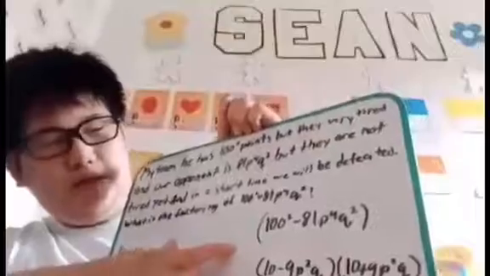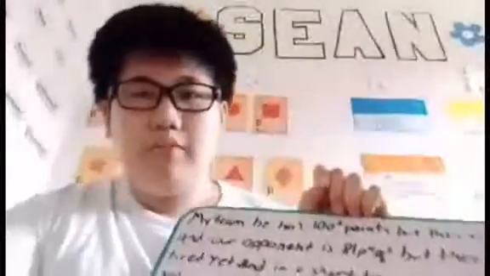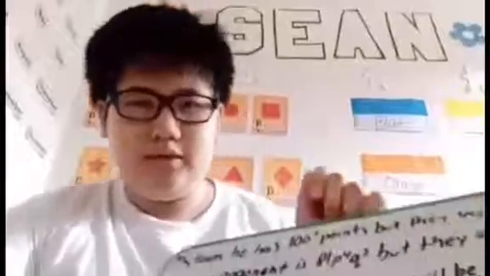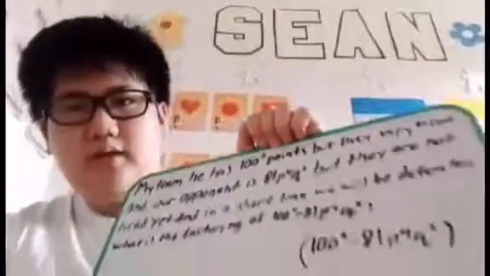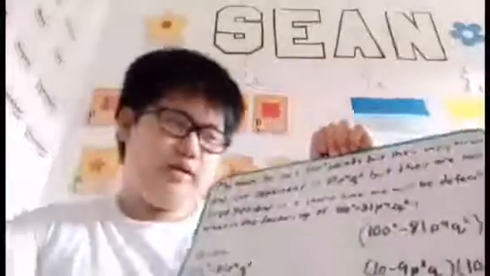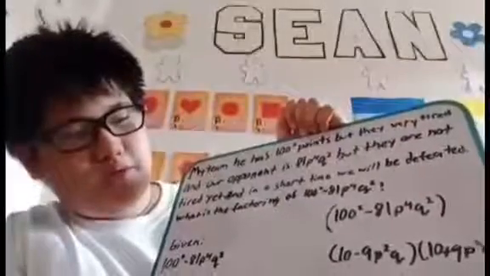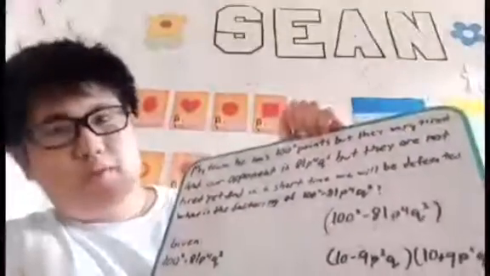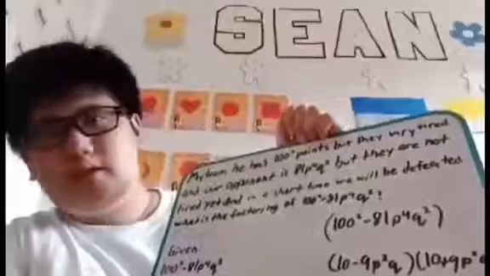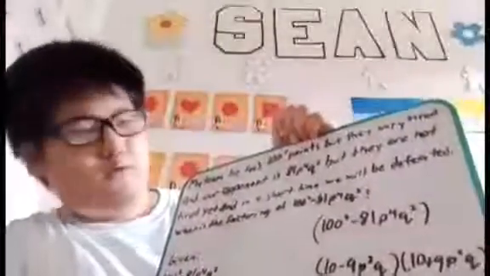Open parenthesis 100 squared minus 81p^4q^2 close parenthesis. Imumultiply natin siya sa sarili. Then pagkatapos yung multiply, ayun na magiging sagot. The answer for 100 squared minus 81p^4q^2 is open parenthesis 10 minus 9p squared q close parenthesis times open parenthesis 10 plus 9p squared q close parenthesis.